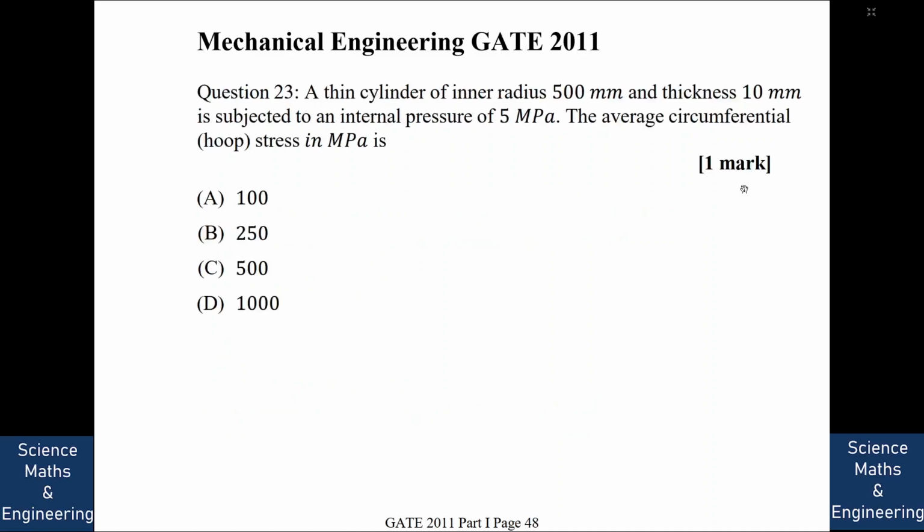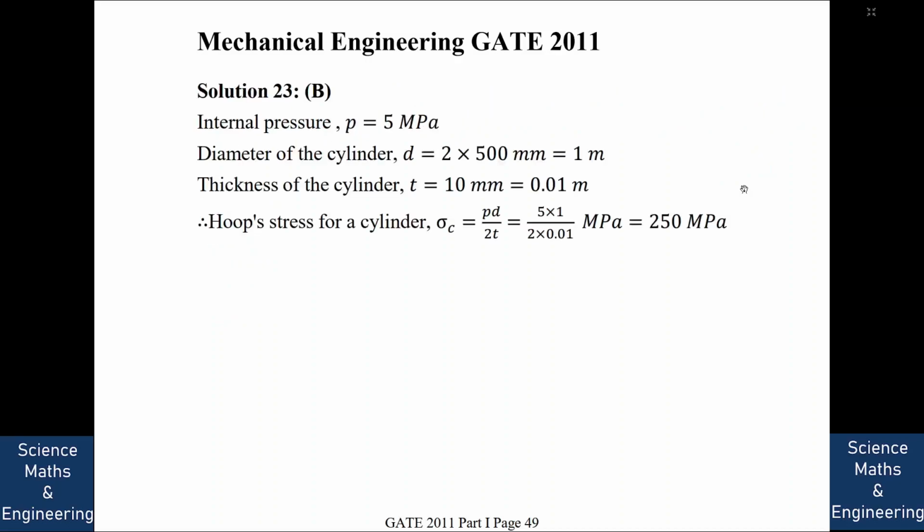A thin cylinder of inner radius 500 mm and thickness 10 mm is subjected to an internal pressure of 5 megapascal. The average circumferential, that is hoop stress in megapascal, is A 100, B 250, C 500, or D 1000. So the answer is B 250.